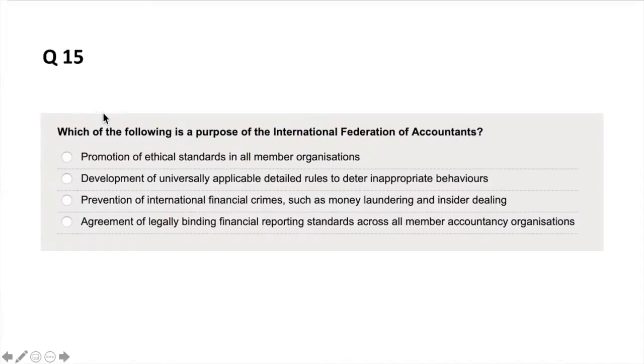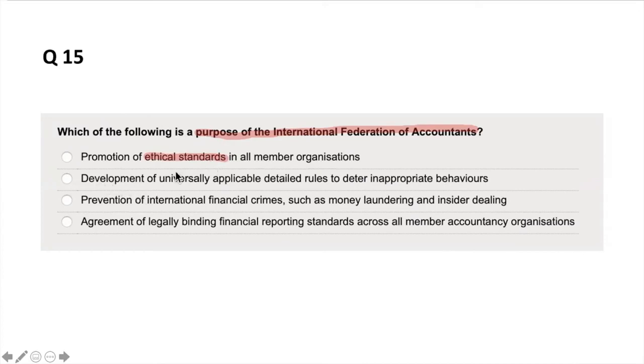Question number 15. Which of the following is a purpose of the International Federation of Accountants? So what is the purpose? Why are they out there? What is their purpose? And this is a theoretical question, so it's good to know what the IFA does. Option number 1, promotion of ethical standards. Yes, that's what they do to all their member organizations. So that's a good answer. This could be the answer to the question. Let's go to the rest to see if there's anything better than that.